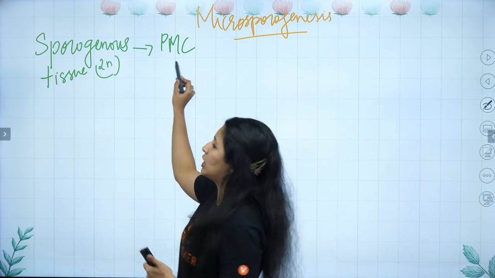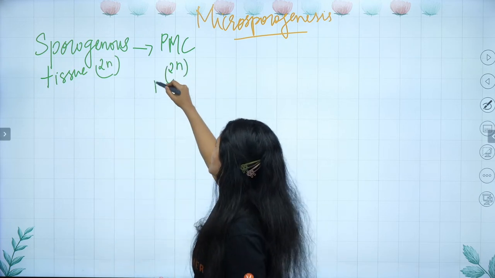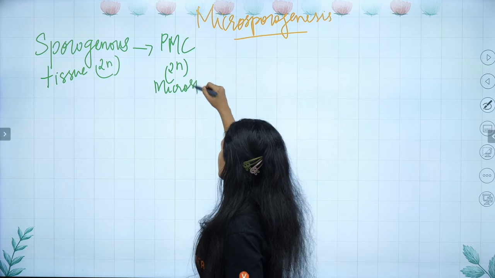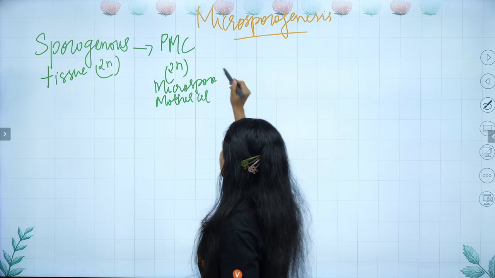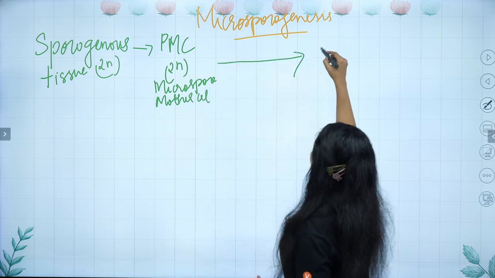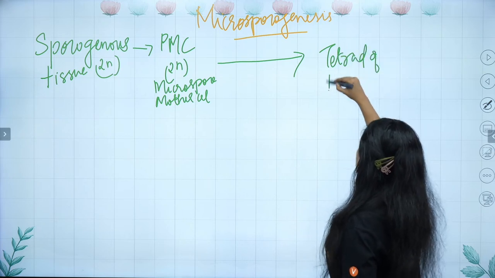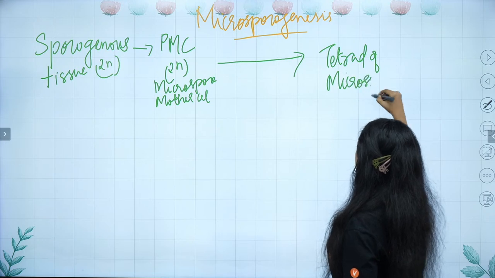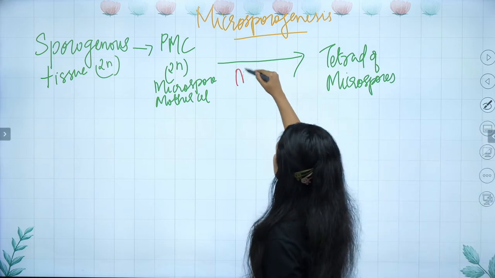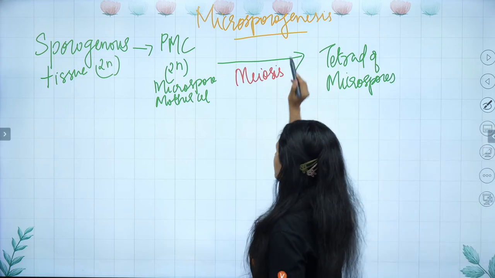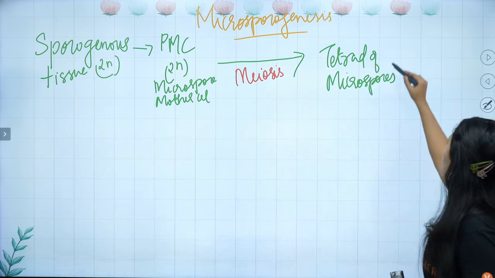Pollen mother cell is also diploid only. We're just giving another name. You can also call it the microspore mother cell, MMC. It'll undergo division and form the tetrad of microspores. How do they divide? They divide by meiosis. Meiotic divisions are there. You've got four of them, a tetrad of microspores.